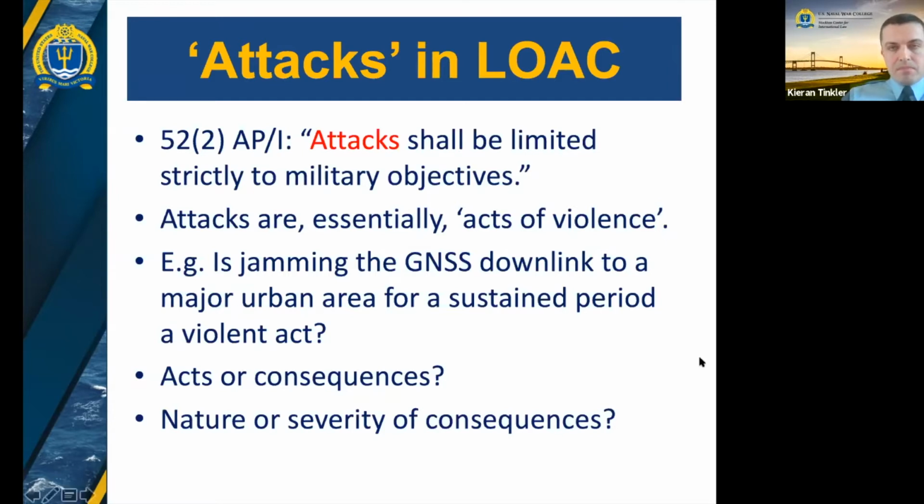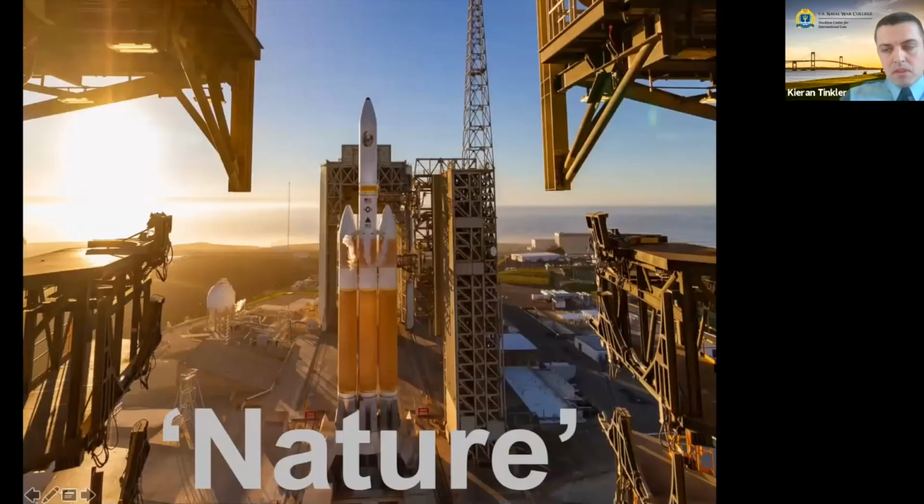Slide. Okay, so having dealt with that, what I want to do is look at these words: nature, location, purpose, and use, and flesh out some of the issues that come from that when you apply them to counter-space operations. Slide.